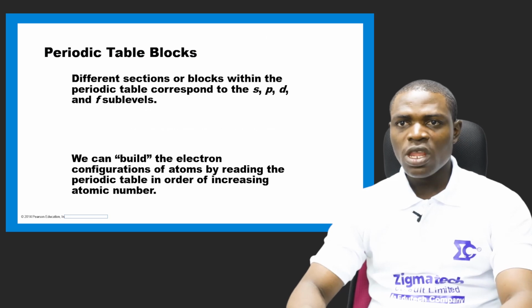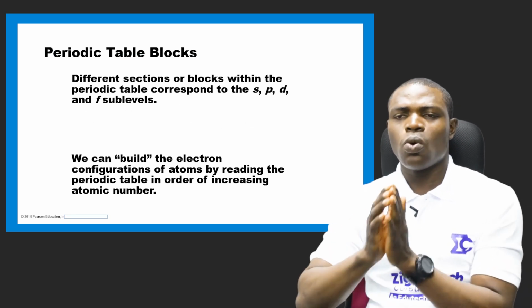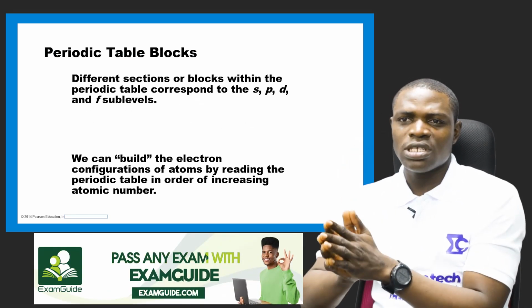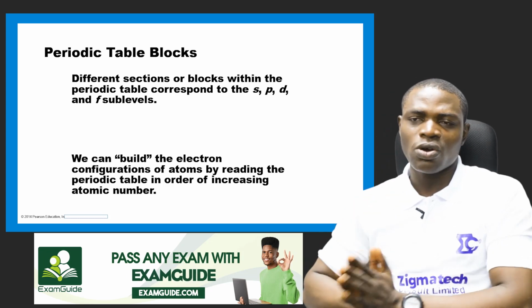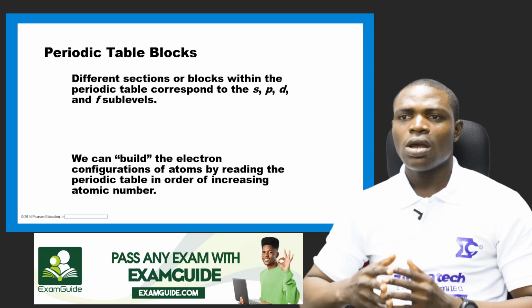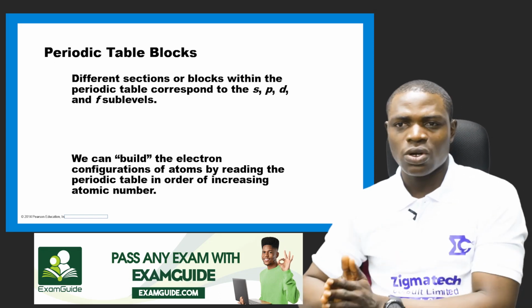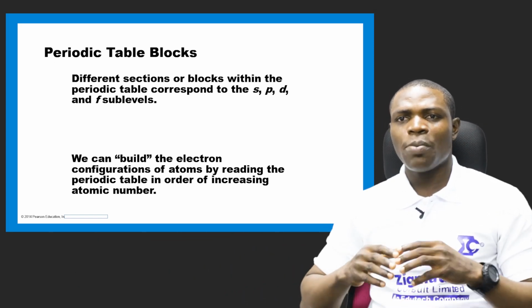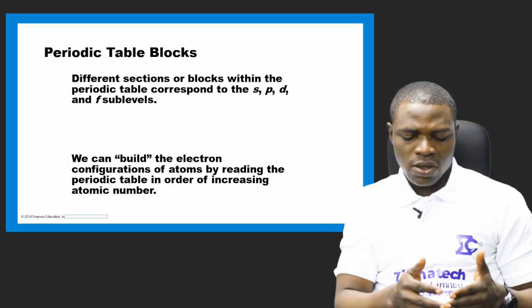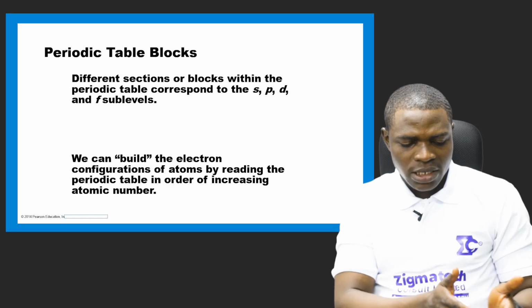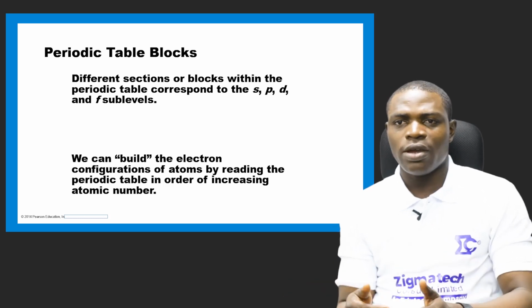Now, let's quickly look at what the periodic table has to do with the arrangement of electron configuration. What is the link? And what exactly is electron configuration? If you look at the periodic table blocks, you will see that I arrange the blocks from S to P to D and to F.